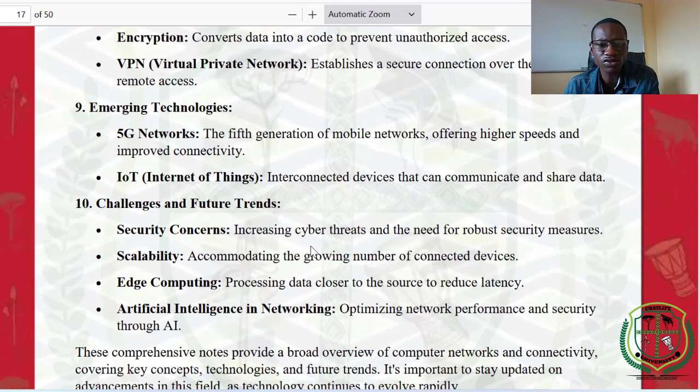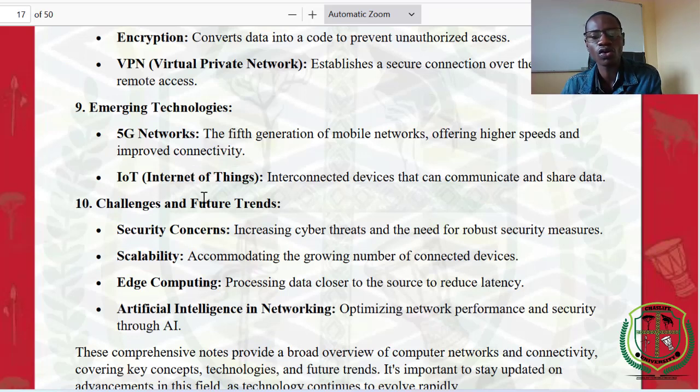Now, of course, let's look at emerging technologies. In our first session, where we were looking at computer generations, we looked at the first, third, fourth and fifth generations. So here now there's the emerging technology of the 5G network. 5G is the fifth generation of mobile networks, offering high speed and improved connectivity. It's one of the emerging technologies that may come to us anytime soon, and it is very, very fast. You can Google the details of what 5G is all about.